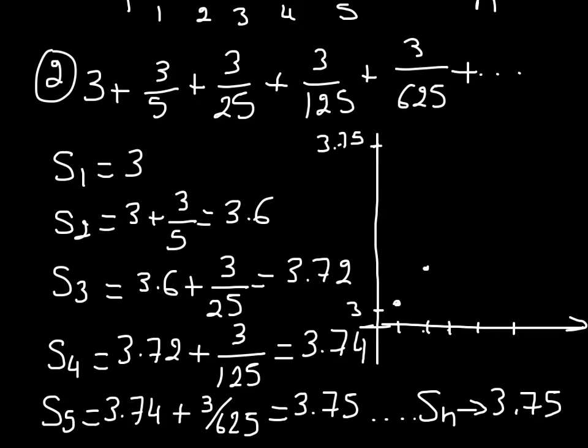At 3, it goes to 372, which is about over here. At 4 is going to be 374, and at 5 is going to be 375. You can see those dots are going to approach 375, but they will never cross it.